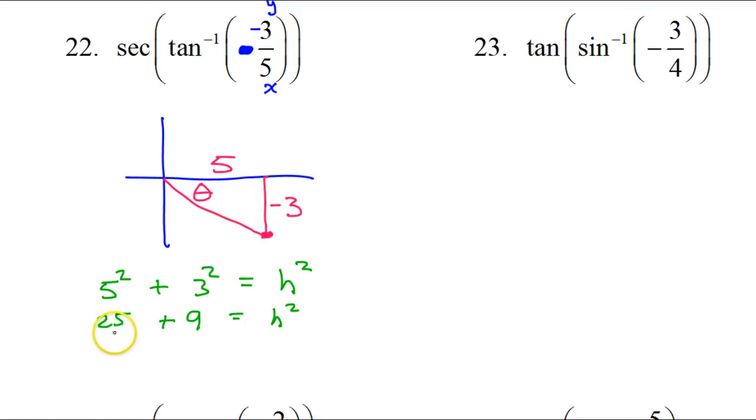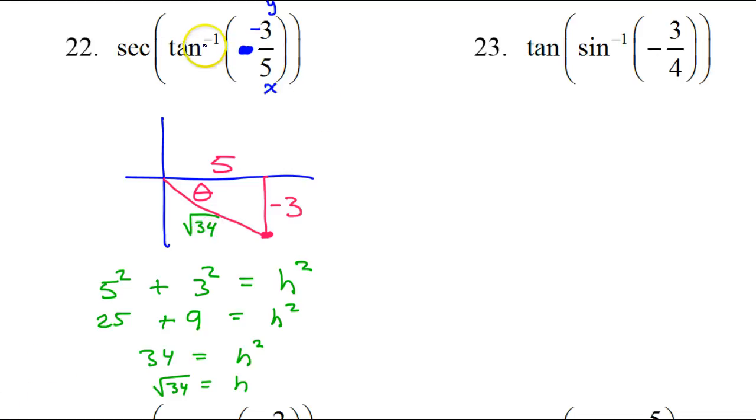So that is going to be 34 is equal to the hypotenuse squared. So that means the hypotenuse is going to be the square root of 34. Okay, so this is the square root of 34.